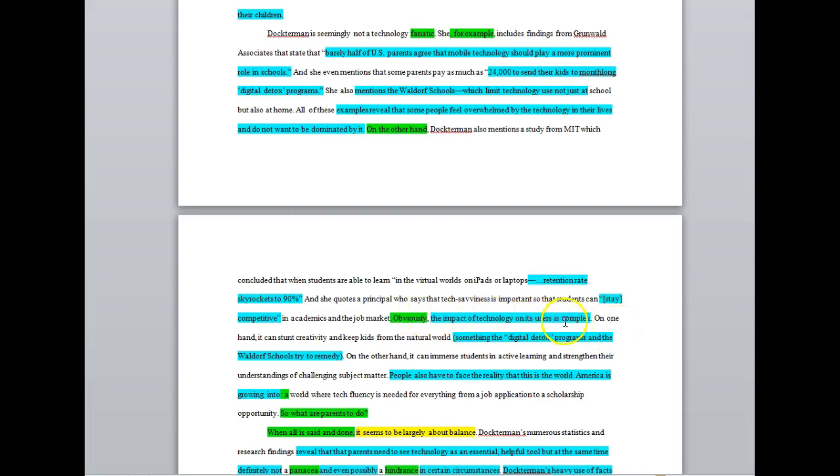Okay, right there shows the overall impact. You've got some bad use of technology, you've got some good use of technology. And that goes back to an important word that is often used in both the ACT and the SAT, the word complex. The idea that there's usually more going on than something basic. There's a lot of different things at work. In a sense, there are paradoxes. On one hand, it can stunt creativity and keep kids from the natural world, something the digital detox programs and the Waldorf schools try to remedy. On the other hand, it can immerse students in active learning and strengthen their understandings of challenging subject matter.